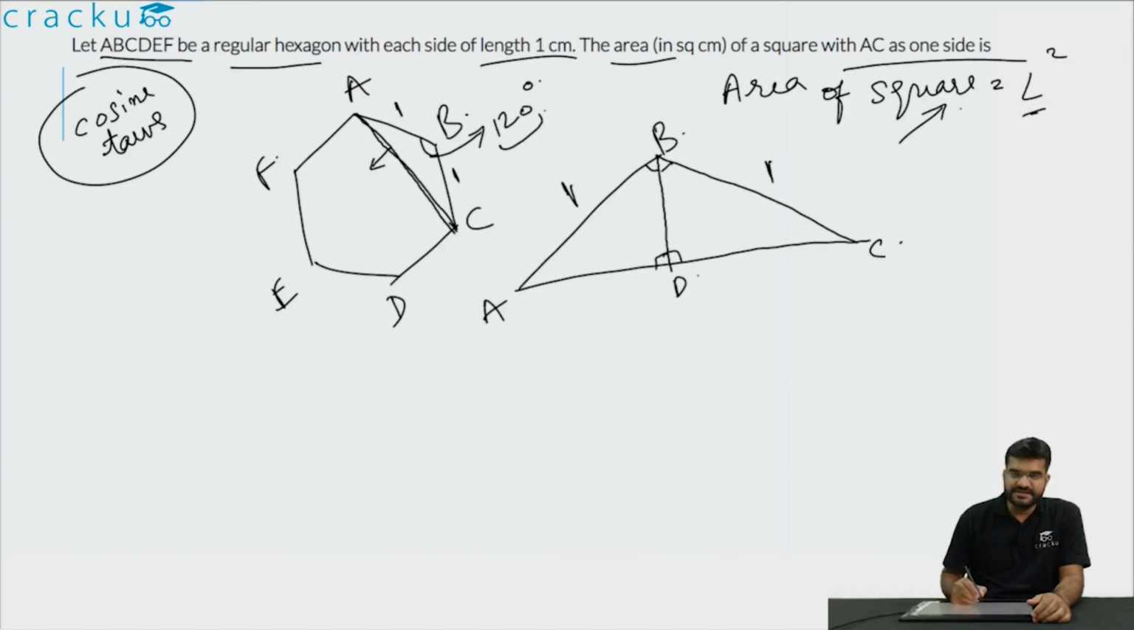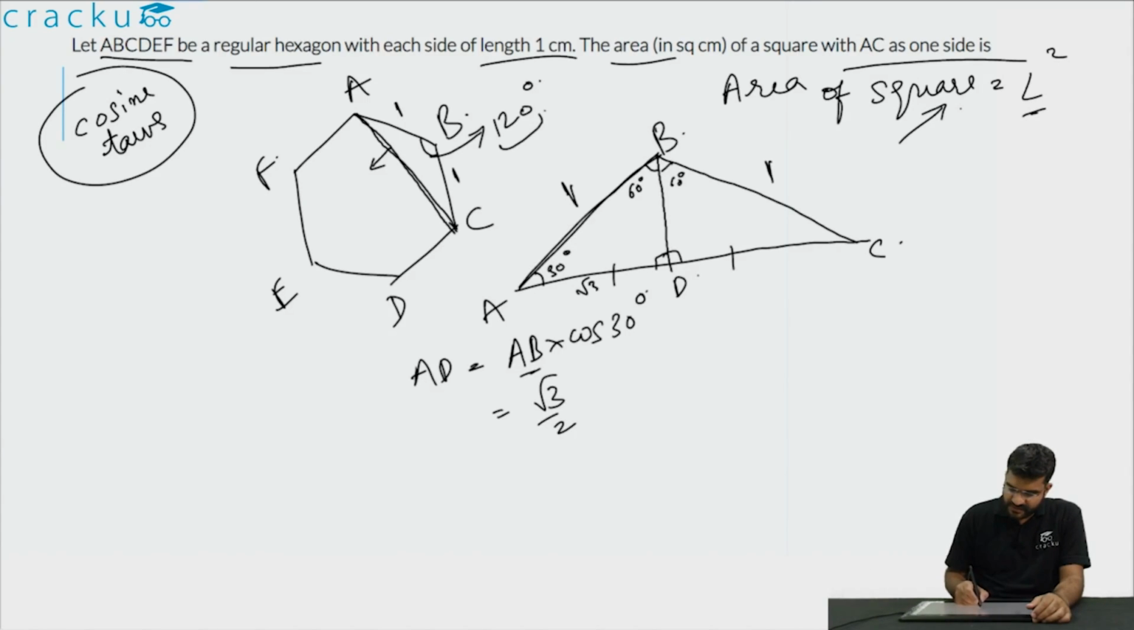Because this is an isosceles triangle, this will also be the midpoint of AC, and this is 60 degrees and this is 60 degrees. This is 90 degrees. So BAD will be 30 degrees. So you can easily figure out that AD is equal to the length of hypotenuse AB times cos 30 degrees. We already know that AB is equal to 1. So AD will be root 3 by 2.